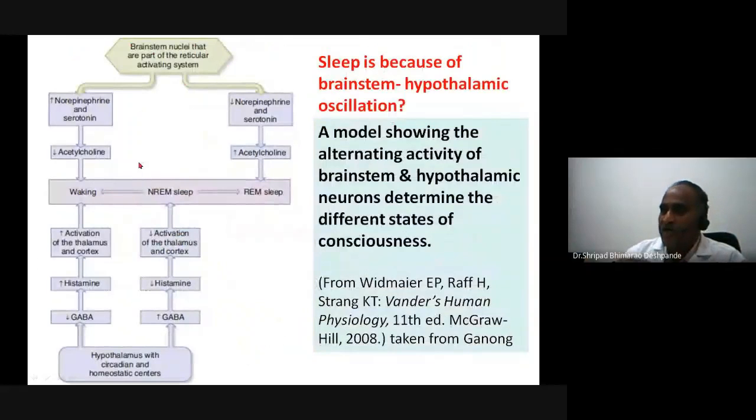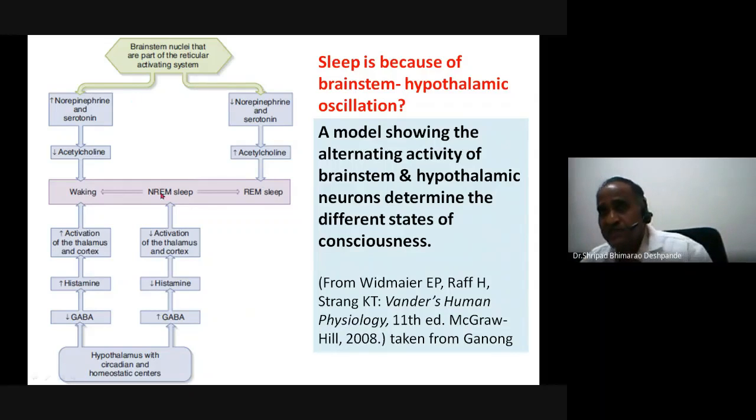Now, if I am looking back, is it because of the oscillations between the brainstem and hypothalamic interactions? This is one of those nice pictures. I have taken it from Genong. We just look into that. Is it because of the oscillation of the brainstem and hypothalamic neurons? Let us consider this component.